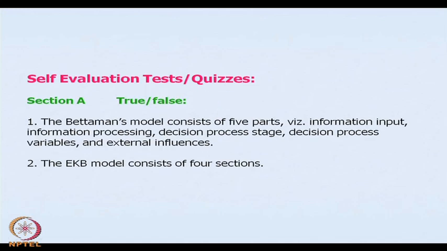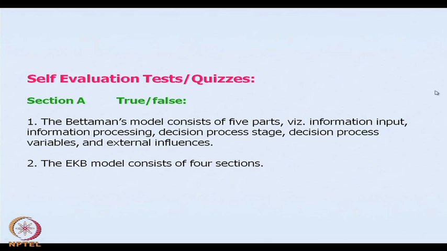Coming to a short quiz, Section A, question number 1, true or false. Bettman's model comprises 5 parts: information input, information processing, decision process stage, decision process variables, and external influences. So, is this true or is it false? Well, this is false. This particular model is not Bettman's model, but the EKB model, or the Engel, Kollat and Blackwell model. Question number 2, the EKB model consists of 4 sections. Again, this is false. The EKB model consists of 5 sections.